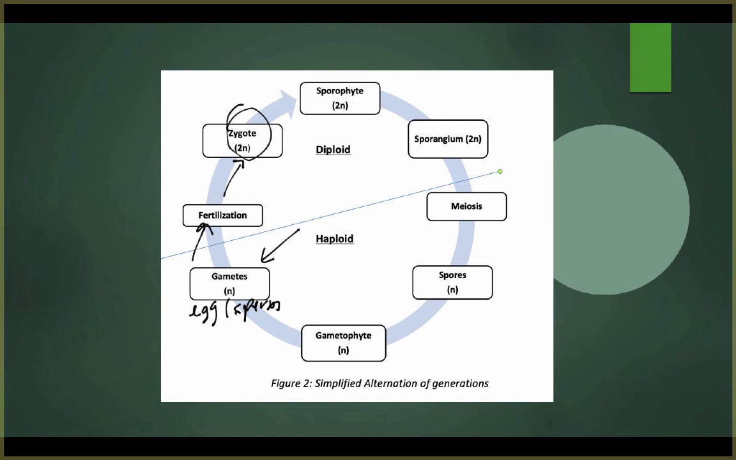Now, that zygote will allow it to produce what's called a sporophyte. And at this point, because we have the gametes coming together into 2N, that sporophyte is now considered a diploid. So everything on this side is considered diploid. It will produce a sporangium, which is essentially allowing the formation of a spore, right? And then this guy will divide in half based on meiosis.